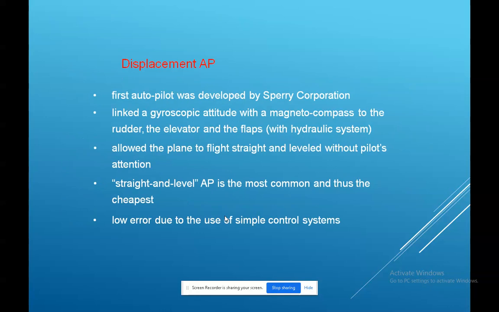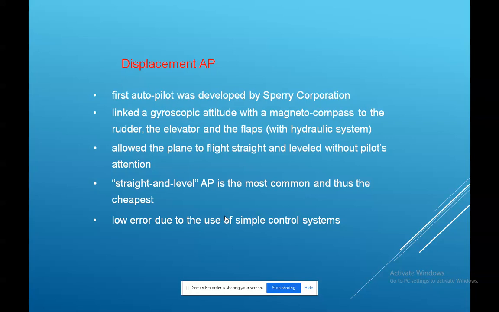Displacement autopilot system. So, what is displacement? Any one of you? A change in position or movement, anything else we can keep.